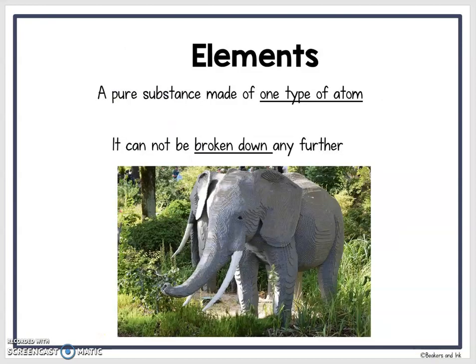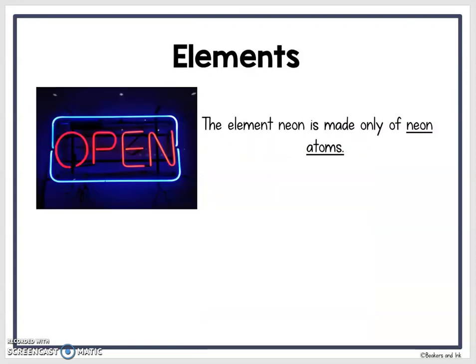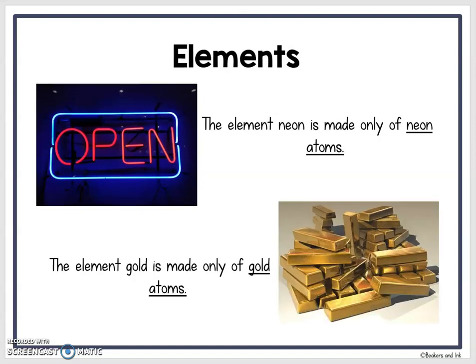So you all know from our vocabulary that an element is a pure substance made of only one type of atom. Yesterday we talked about atoms, and that's why we can add this part of the definition on. It's only one type of atom, which means that it is pure. It cannot be broken down any further. For example, the element neon is made only of neon atoms. The element gold is made only of gold atoms.